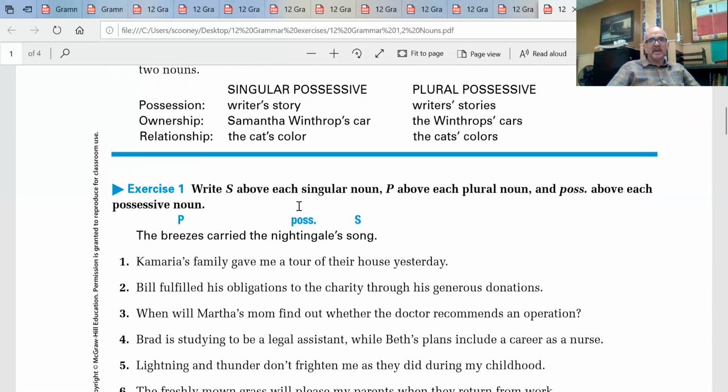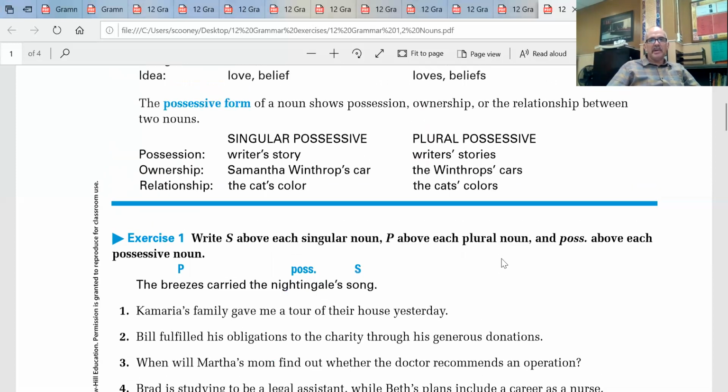Okay, so the exercise, right? An S above each singular noun, P above each plural noun, and possessive above each possessive noun. Now, like I said on the instructions, you can print this out if you'd rather handwrite it, take pictures of it with your camera, upload it. That can be kind of tedious, but some people are more comfortable working on paper, and that's fine too.